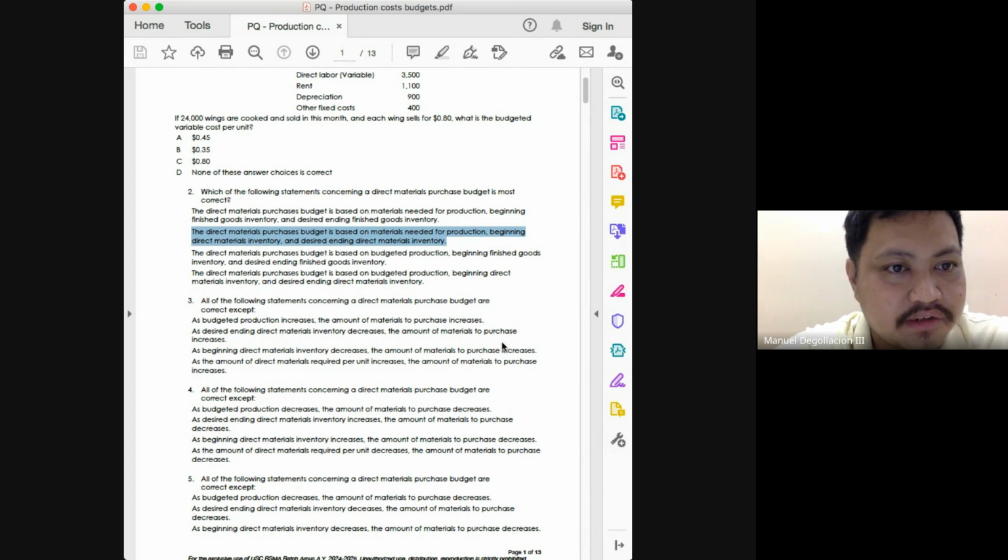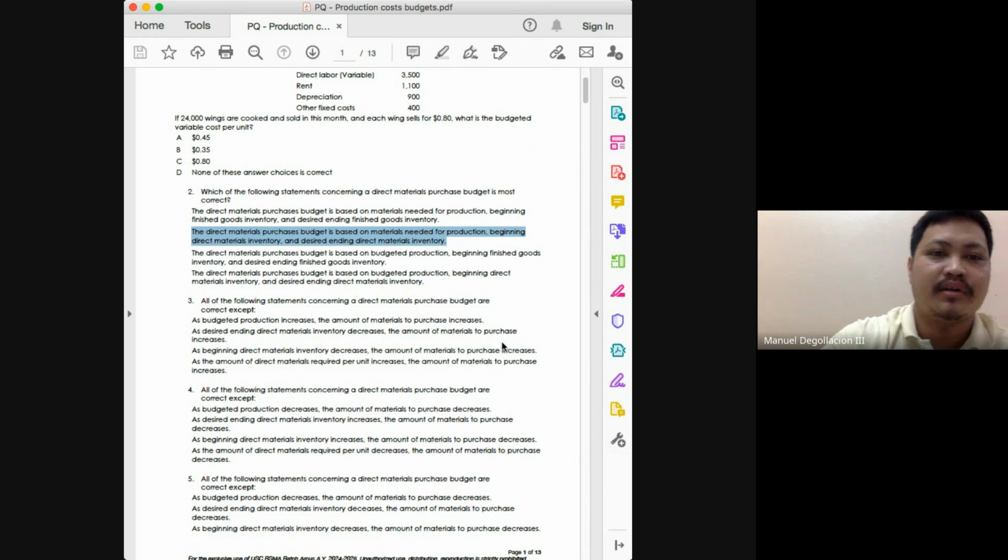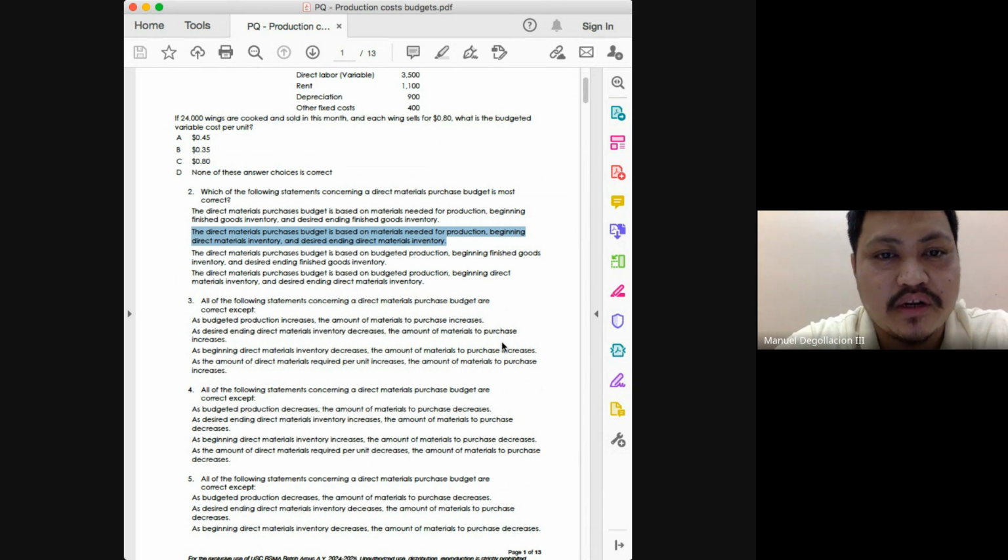The first choice here, the direct materials purchase budget is based on materials needed for production. That's the same as the answer. Beginning finished goods inventory and desired ending finished goods inventory. Okay, so your finished goods inventory will not have any impact on your purchases.